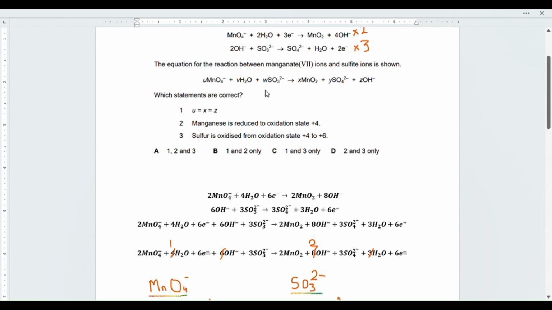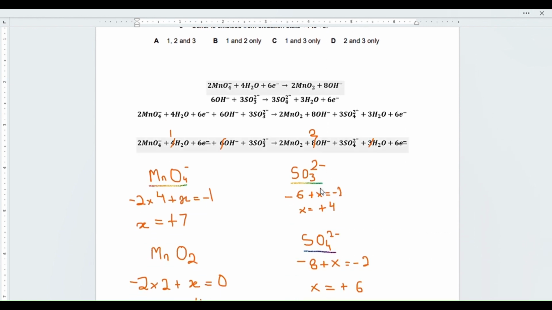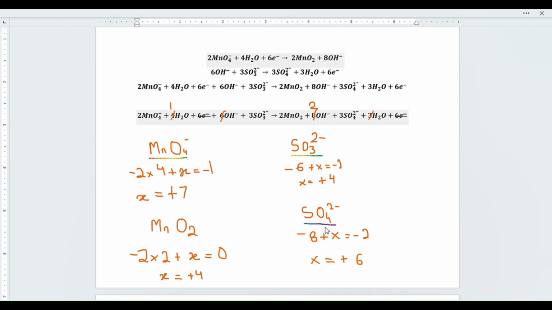Now let me look at sulfur. Sulfur first exists in SO3 2 minus, then it becomes SO4 2 minus. Now I'll calculate the oxidation states for both. So SO3 2 minus, the final charge is -2. Let's calculate the charge on oxygen. That's going to be -6, which comes from there being 3 atoms of oxygen, and you multiply -2 by 3, you get -6. So when we solve the equation, X turns out to be +4. This X over here is the oxidation state of sulfur.